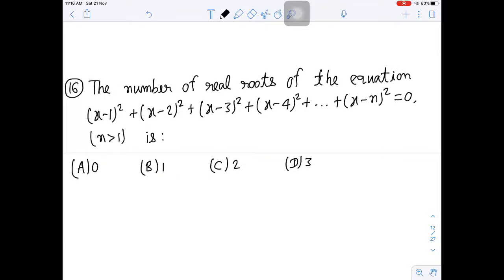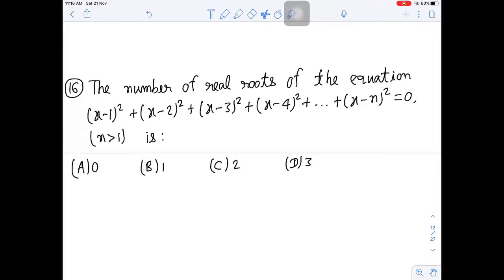Okay guys, then question number 16. The number of real roots of the equation (x minus 1) whole square plus (x minus 2) whole square plus (x minus 3) whole square plus (x minus 4) whole square plus so on, and the last term is (x minus n) whole square equal to 0, where n is greater than 1, is.